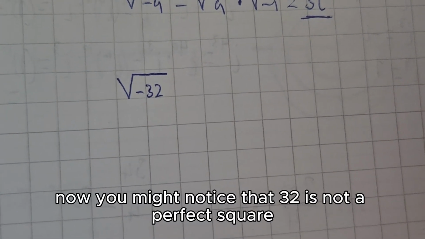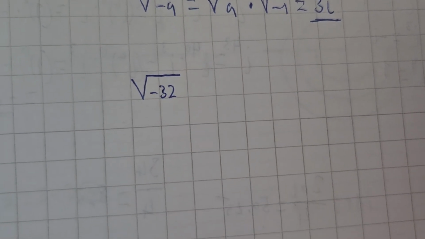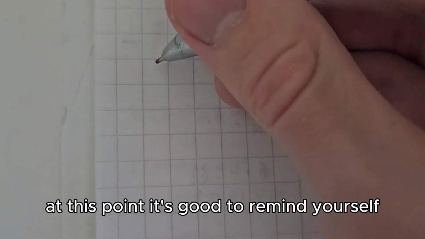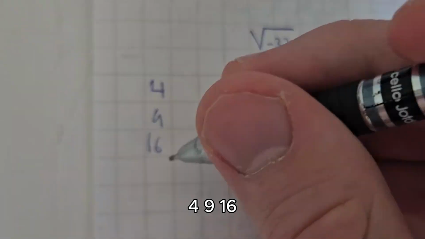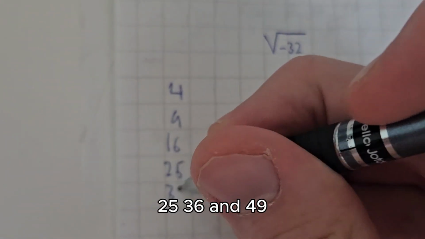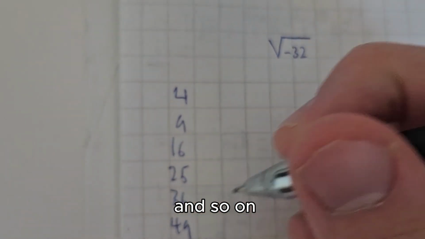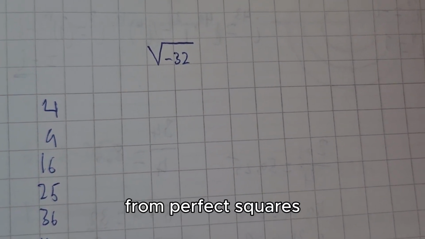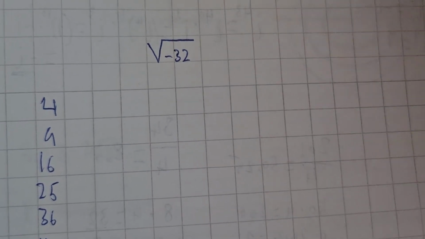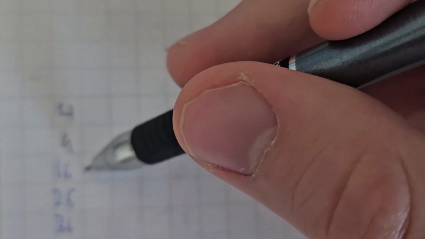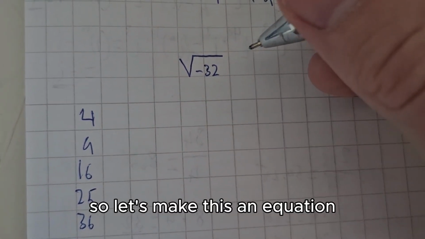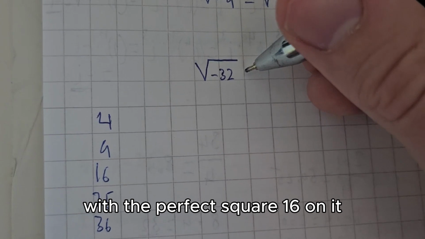Now you might notice that 32 is not a perfect square, so you can't take a square root of it directly. At this point, it's good to remind yourself what the perfect squares are. So the perfect squares are 4, 9, 16, 25, 36 and 49, and so on. So now we need to figure out the highest number from perfect squares that goes into 32. And it's 16. So let's make this an equation with the perfect square 16 in it.